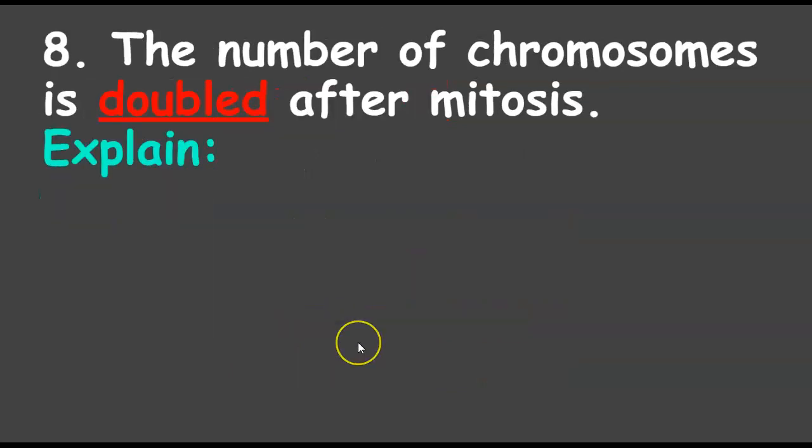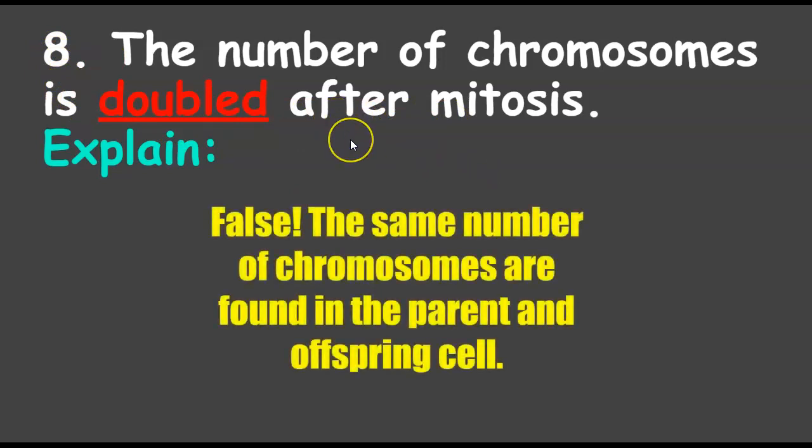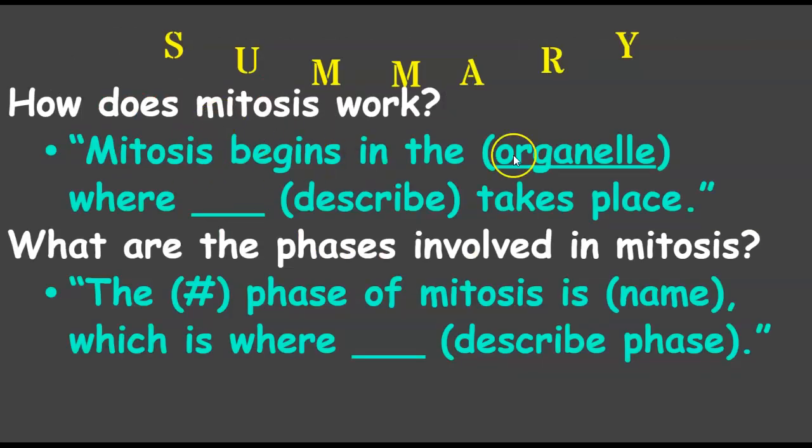All right, number 8, the number of chromosomes is doubled after mitosis. After is your clue, no, false. You want it doubled in the prophase, the beginning phase, so at the end you have the same number as the parent. All right, so mitosis begins in the nucleus, where the duplication of chromosomes takes place.